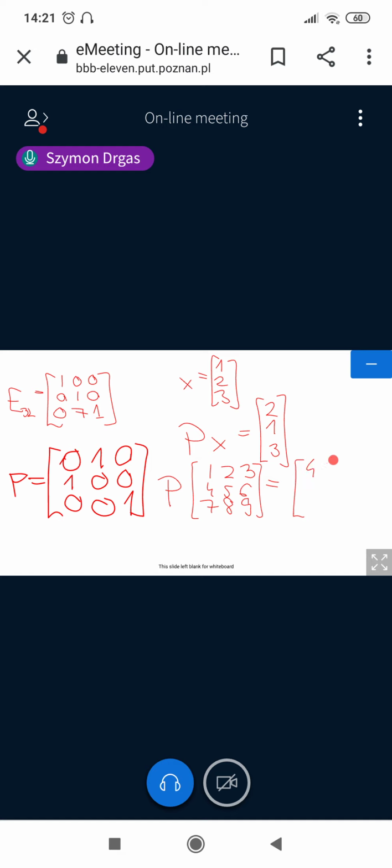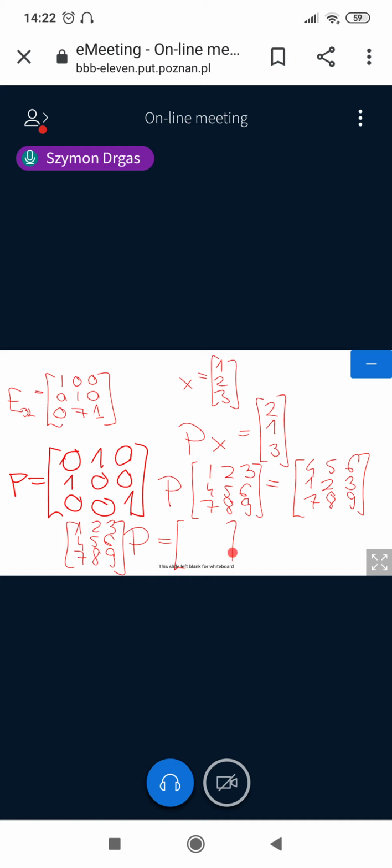So the result will be 4, 5, 6, 1, 2, 3, 7, 8, 9. And how about multiplication from the right side? So we have 1, 2, 3, 4, 5, 6, 7, 8, 9. But now we will multiply it by p from the right side. So in this case, instead of exchanging rows, we will exchange columns.